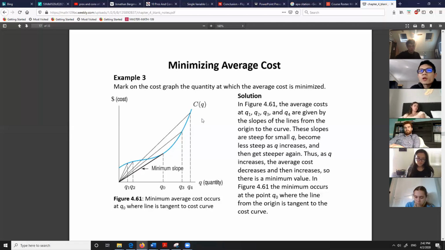And what about the point that you get from that tangent line? That location will give you the smallest value of the average cost.